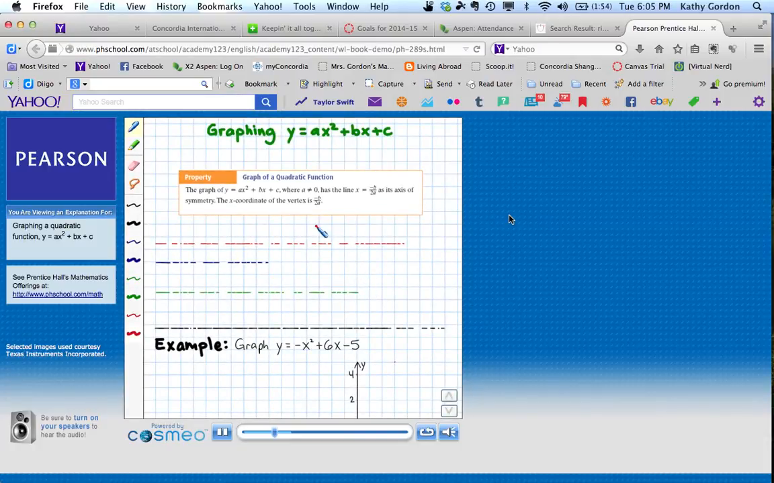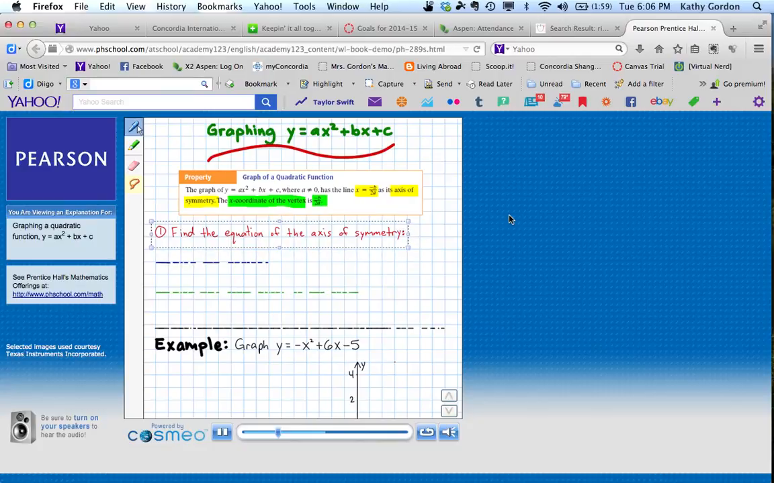Welcome everybody, my name is Mr. Scott. I will be helping you with graphing y equals ax squared plus bx plus c. To graph a quadratic function of this form, we can use this property. This property helps us find the axis of symmetry and the x-coordinate of the vertex. Now we also want to follow these 4 steps.